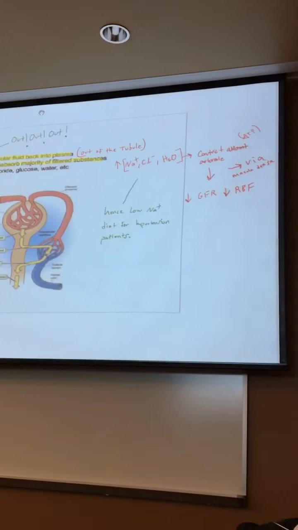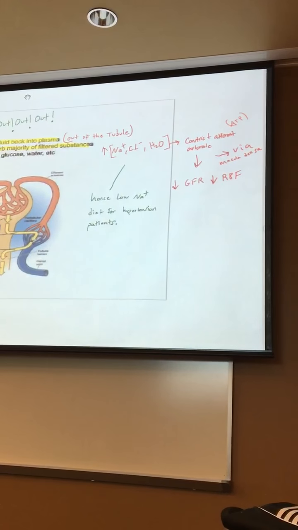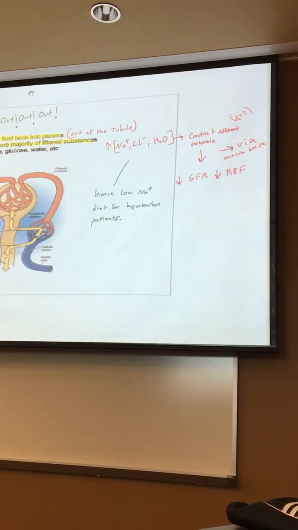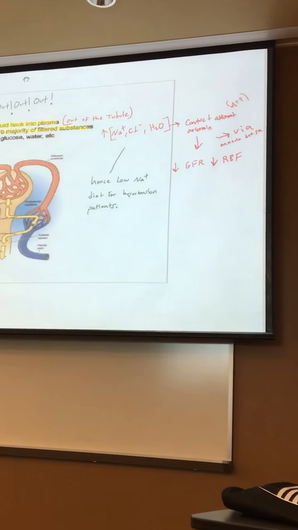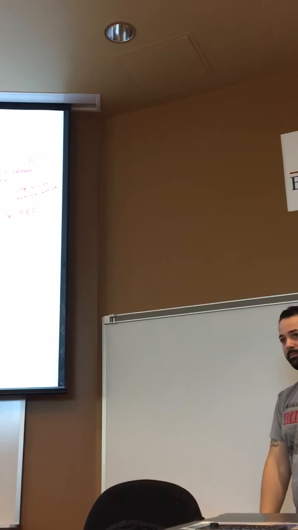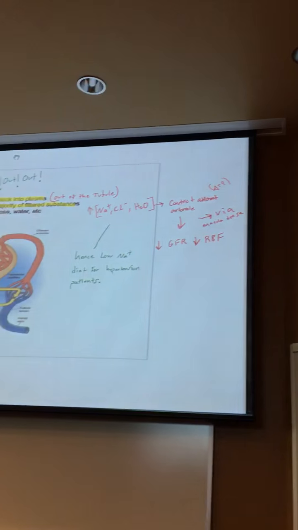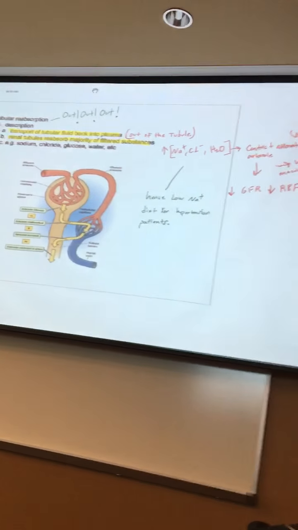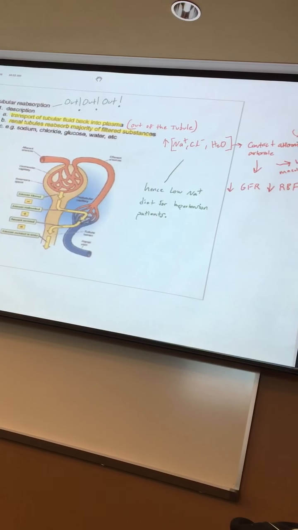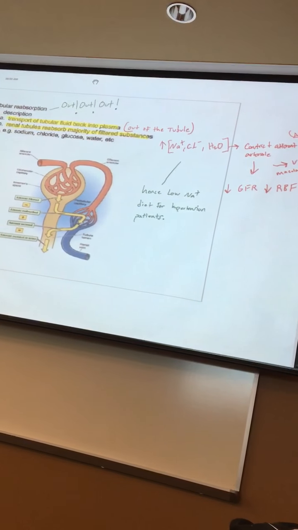Is that what he was talking about earlier in the slides, like vera something? Vasa recta? Right, so the vasa recta is the capillary that extends down along with the tubules, and a lot of that reabsorption and secretion occurs. You just look up vasa recta in Google Images, you'll see it.